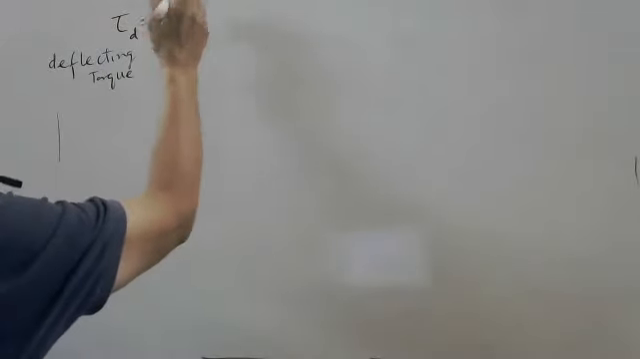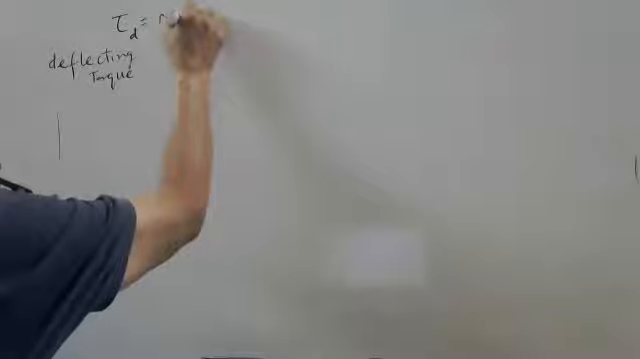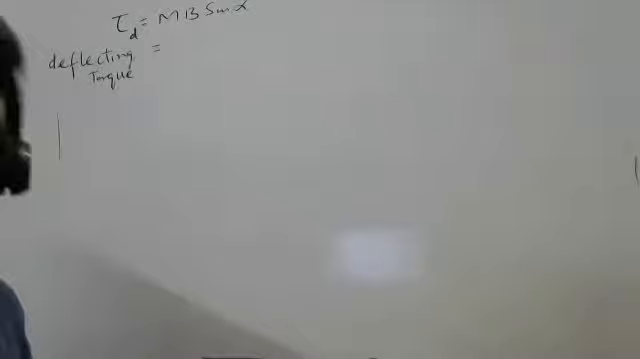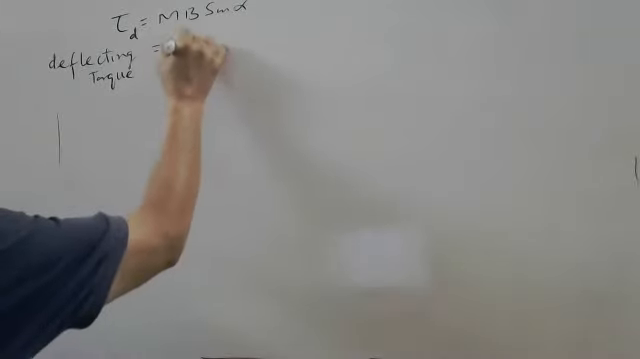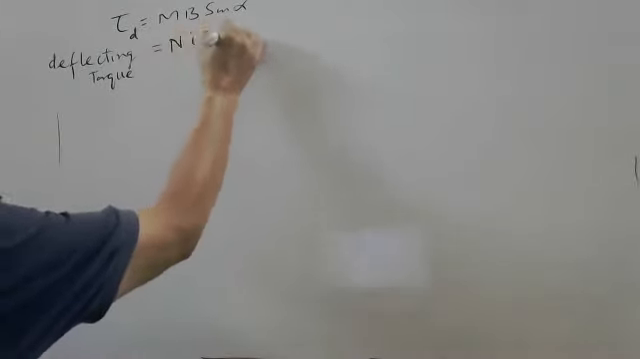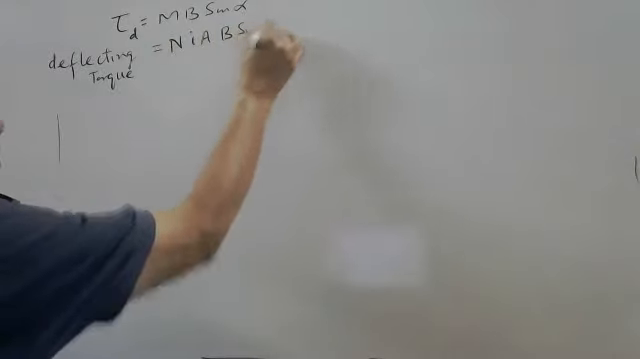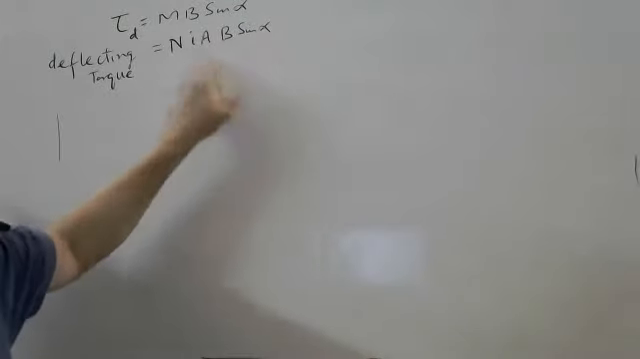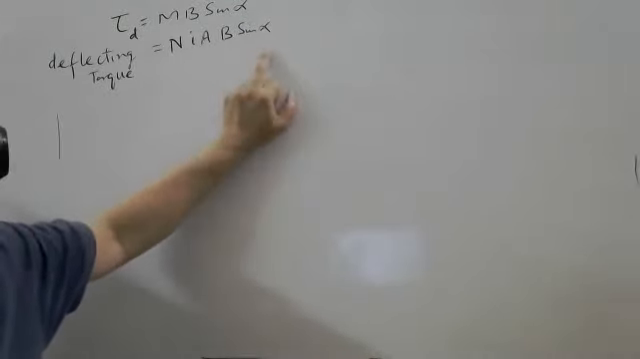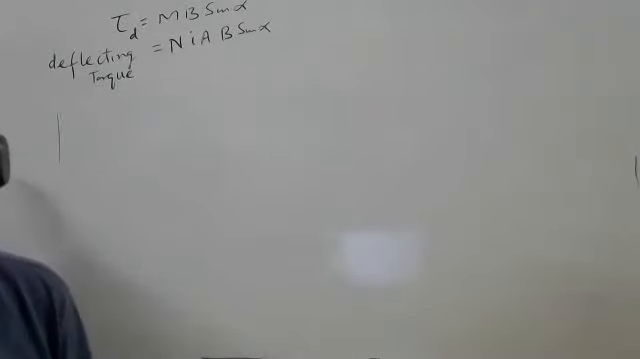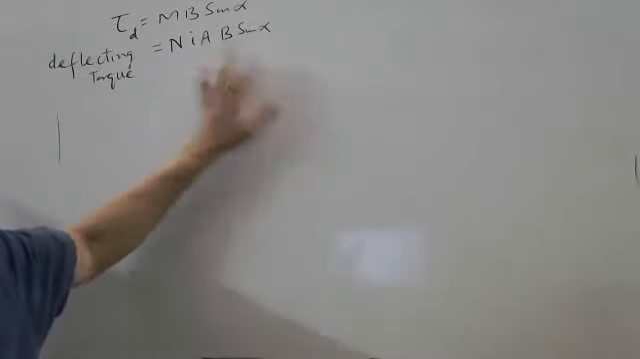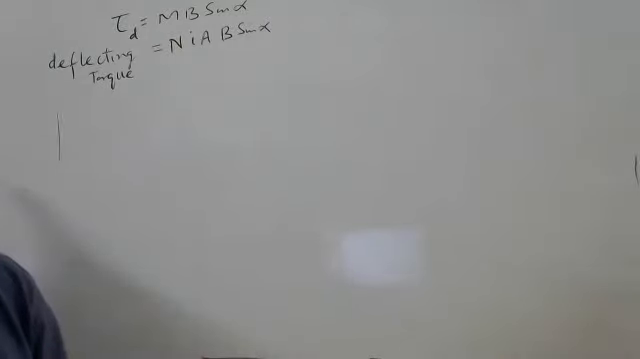Deflecting torque. It was given by MB sin alpha, where M was NIA, so torque is NIAB sin alpha. N is the number of turns, A is the area, B is the magnetic field external, and alpha is the angle between the magnetic field and normal to the plane of the coil, and I is the current flowing through the coil.